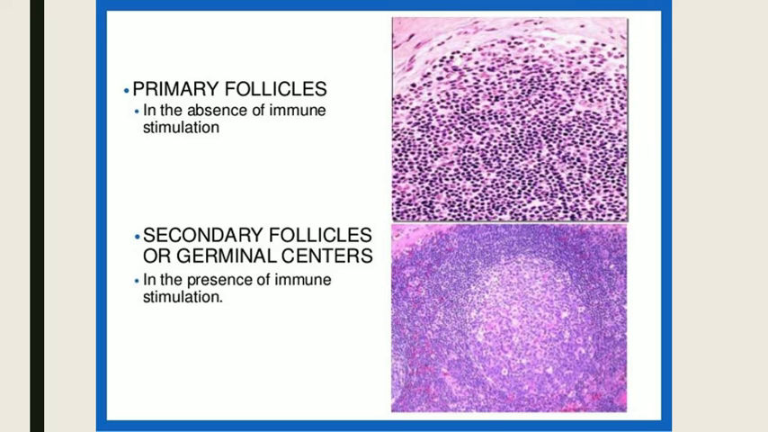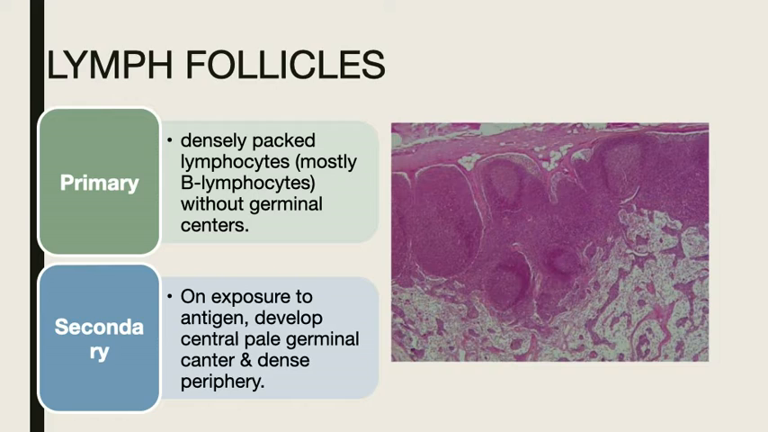What are the histological differences between these types? As we see here in this picture, the primary follicles appear homogeneous. What is the meaning of homogeneous? It is formed of uniform shaped small lymphocytes. The secondary lymphatic follicle has a germinal center, as we can see here, with a paler center due to the presence of large lymphocytes. What are the types of cells present in both types?